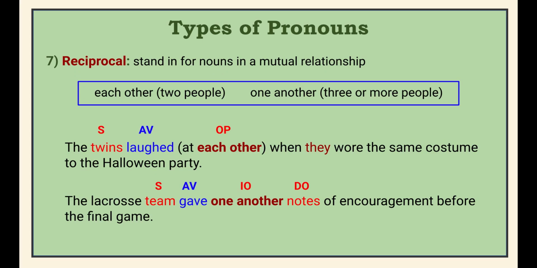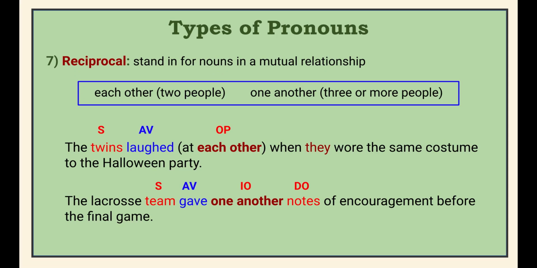In the first sentence, the antecedent for the reciprocal pronoun, each other, is twins, and the pronoun indicates that the laughter was restricted to those 2 people involved. The pronoun's function is the object of the preposition at. The twins laughed at each other when they wore the same costume at the Halloween party.